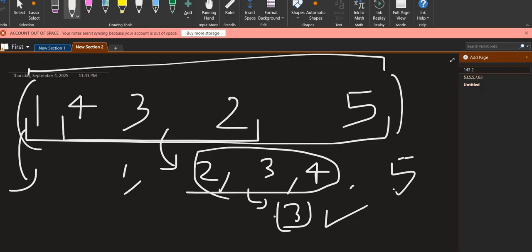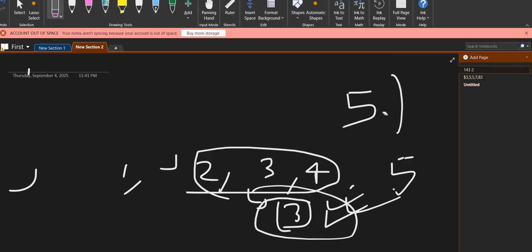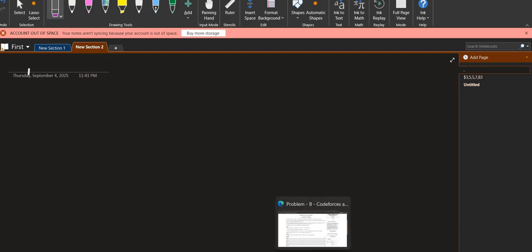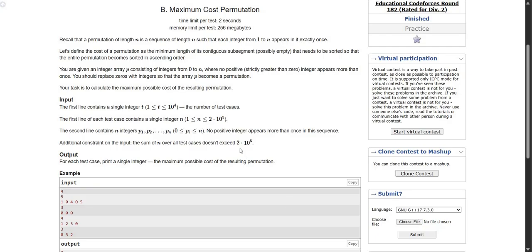Now our target would be to maximize this number, given a certain initial condition of the array. What is that initial condition? Let's take a look at that. Now we go into the problem definition actually, and this is the definition here.